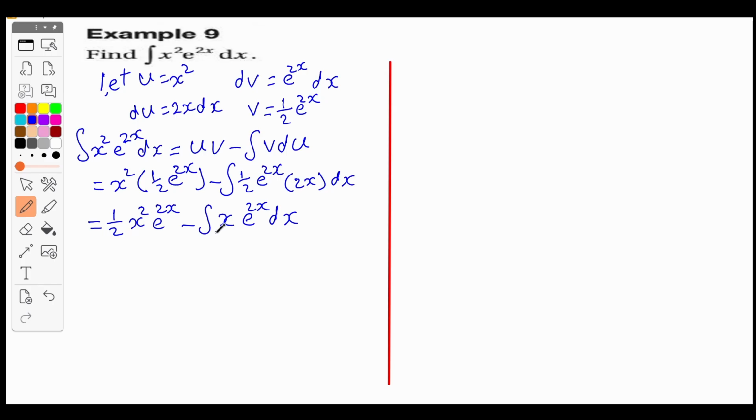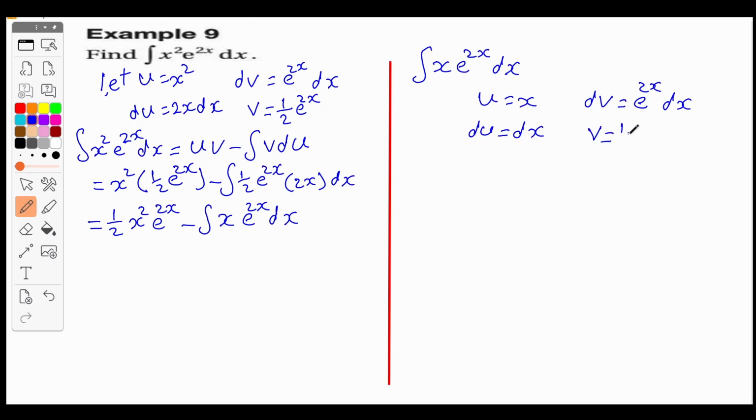Second part here is formed by, again, a product of two functions. So we have to integrate this one, x e to the 2x dx. Let's do the same thing as we did here. Let's say u equals the algebraic, which is x, and dv equals the left, e to the 2x dx. So du equals the derivative of x, which is dx, and v, we need to integrate this one, which is half e to the 2x.